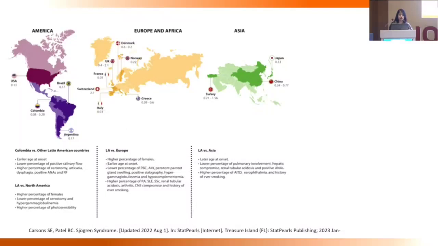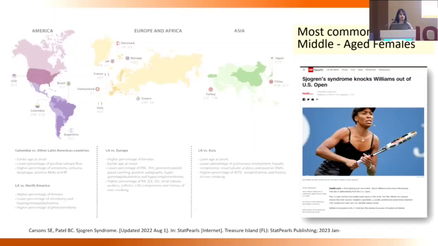So Sjogren syndrome is far from a rare disorder, and approximately one half of the rheumatoid arthritis population is affected, from 0.5% to 1% of the population. Very famous Venus Williams suffers from this disease, and it's often found in middle-aged females.